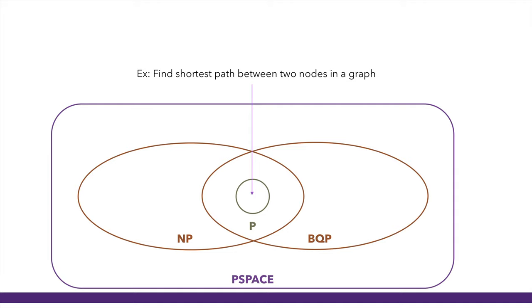For example, the problem of finding the shortest path between two nodes in a graph is in P. There's a polynomial time algorithm for it. A problem like integer factorization is inside BQP, because there exists Shor's algorithm, a polynomial time quantum algorithm for it, and it is inside NP, because we can verify the proof by just multiplying the two factors and checking if it indeed produces the correct integer. So it is in NP. But we do not know whether it belongs to P or not, and we think that probably not.